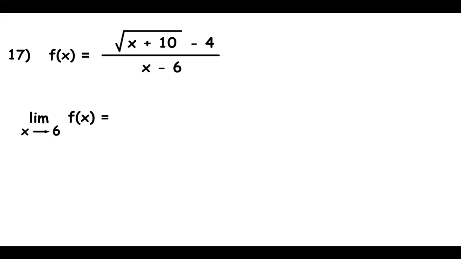On number 17, like most problems, the best thing we could hope for would be to be able to plug the 6 directly in. Unfortunately, that's going to give us 0 over 0, because you'll have 4 minus 4 over 6 minus 6. And we've been factoring to solve these problems, but this is not a factorable situation here. So we have to dig back into Algebra 2 or Pre-Calc and come up with another way.